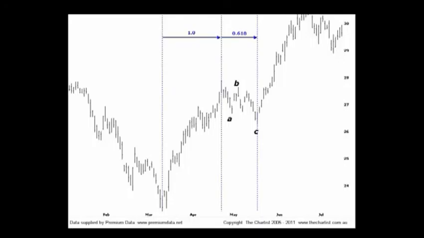Here's another one. We've got a move up, ABC correction, and to the day, 61.8% in terms of time. Now, it'd be quite interesting to see how that transformed in terms of price. It's a pretty shallow kind of correction. It looks like a 38.2%, but it would be quite interesting to see what the actual price retracements were on this, because the time projections are exactly spot on, and off we go again to the upside.